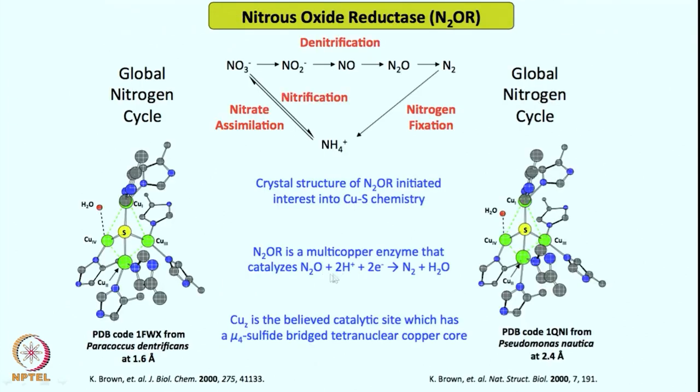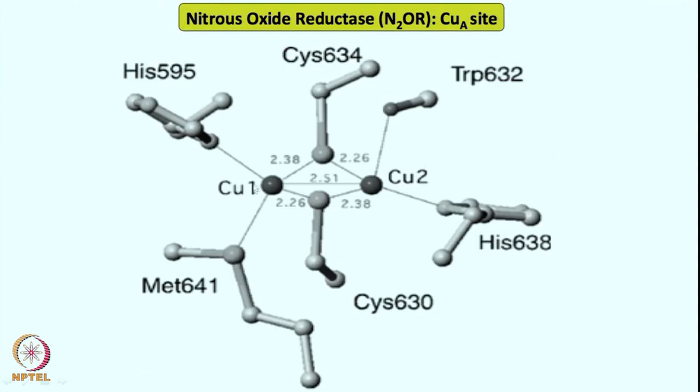Once again, nitrous oxide requires these electrons for the whole process to occur, and that electron transfer site can be considered the dicopper thiolate, or cysteine bridged dicopper center, which can act as the electron transfer site. So this site, as you have seen earlier, is the copper A site. This does not participate in nitrous oxide reduction directly, but just provides electrons for the conversion of nitrous oxide to dinitrogen.